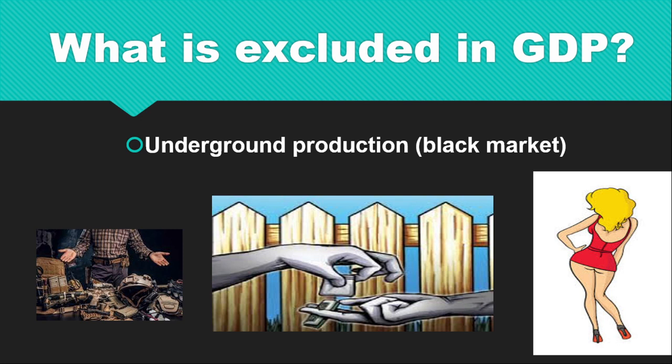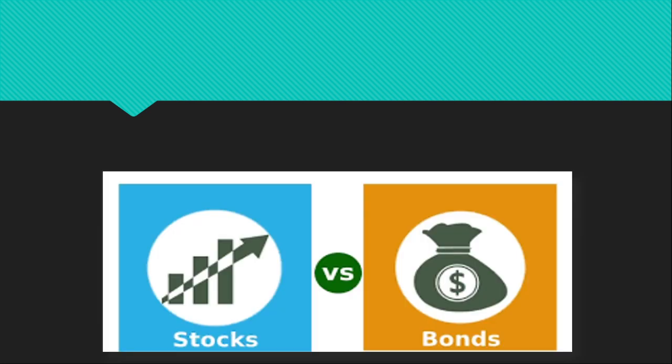Then the next one is underground production or black market production. So we're talking of the sales of drugs, prostitutions, and all those things that are done behind doors or in the dark. So those ones are not recorded in GDP because number one, we don't know what happens, and a drug dealer cannot come and say that no, this is my business, I sell drugs illegally and so on. So that's why they are not recorded and they are not part of GDP.